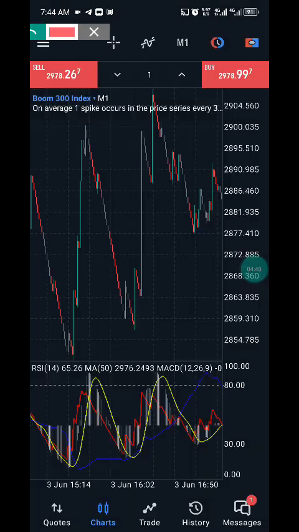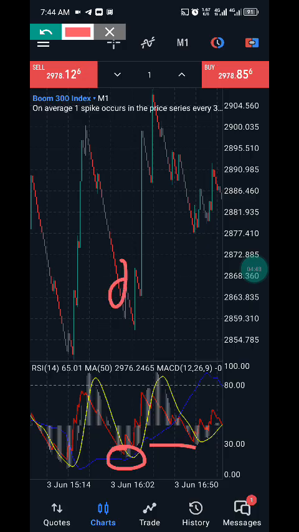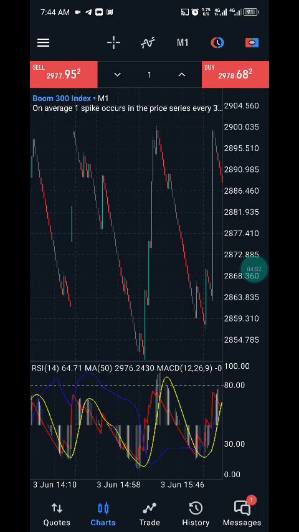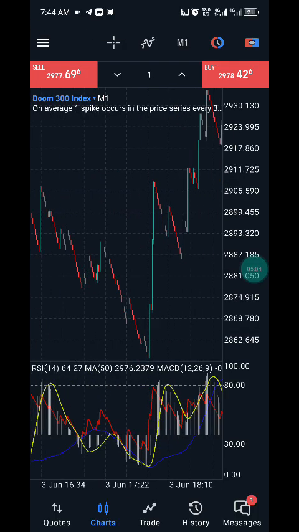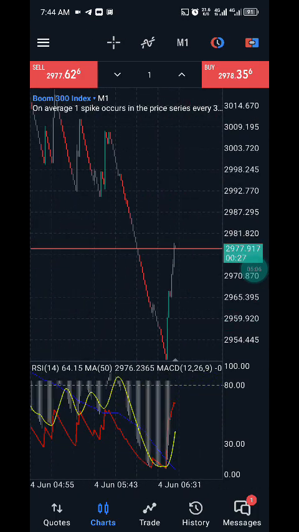Also, the same thing happened here. We can see that the yellow line crossed over, and our red line also crossed over. What do you see? You see a massive spike. So that is how to catch your spike daily trading Boom 300 on the 1 minute time frame. The same thing also happened here. And what do you see? That's how to catch your spike. So with this strategy, you can catch your spike.